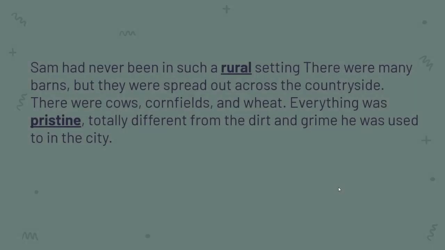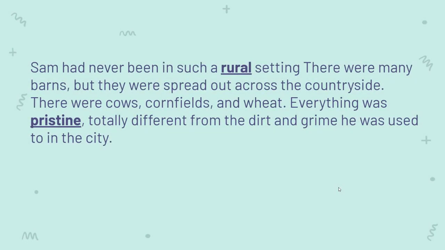Okay, our next example. Sam had never been in such a rural setting. There were many barns, but they were spread out across the countryside. There were cows, cornfields, and wheat. Everything was pristine, totally different from the dirt and grime he was used to in the city.